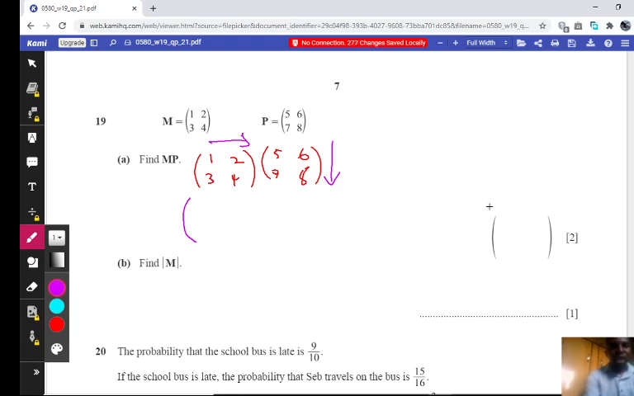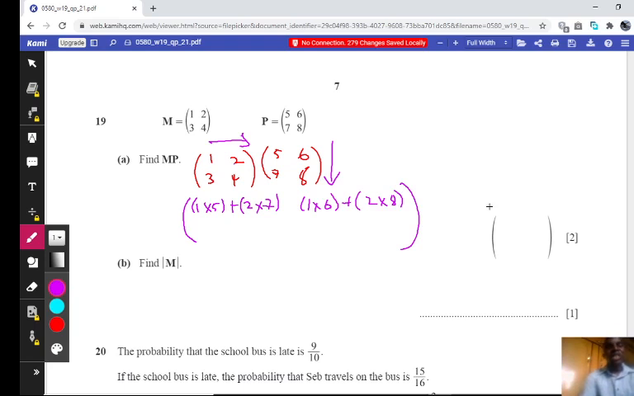1 times 5 plus 2 times 7. That's the first number here, first digit. Then the second one, you say 1 times 6 plus 2 times 8. Like this. Then you move on to the second row.